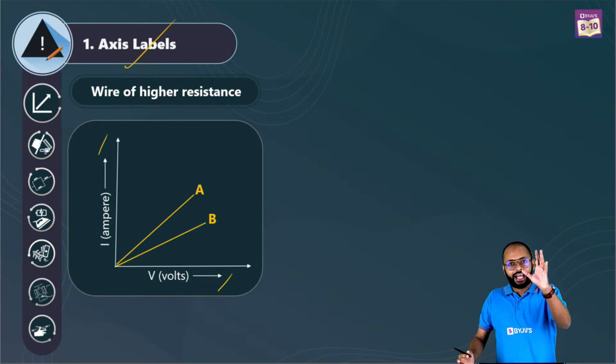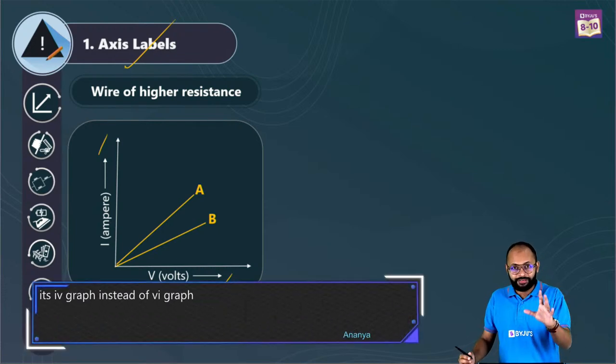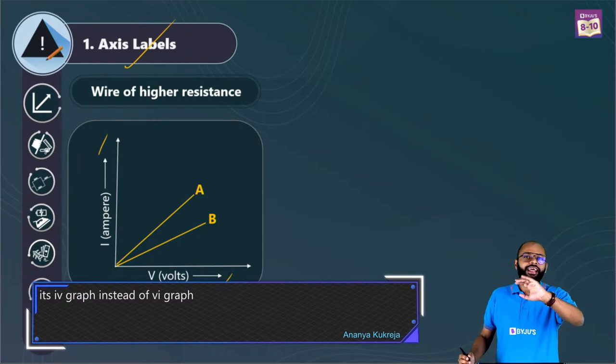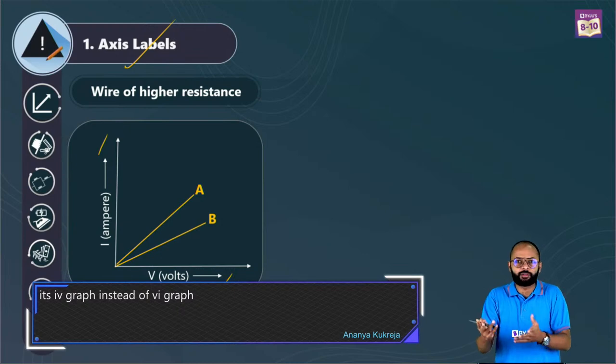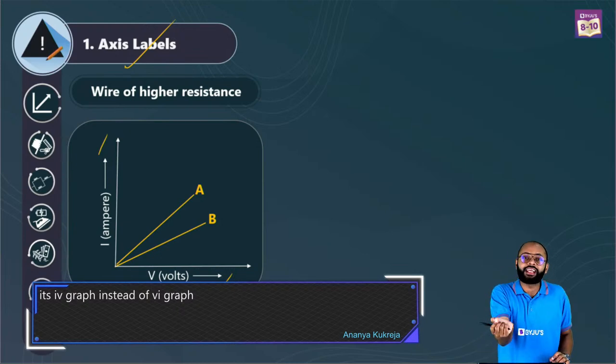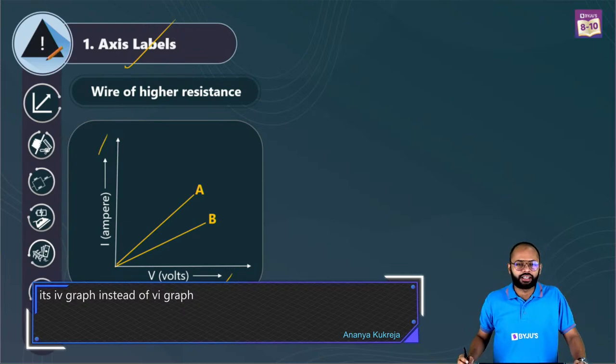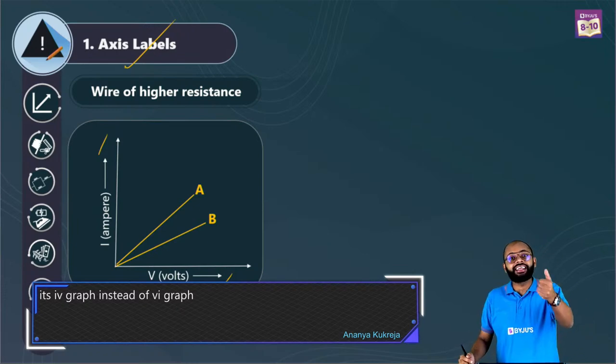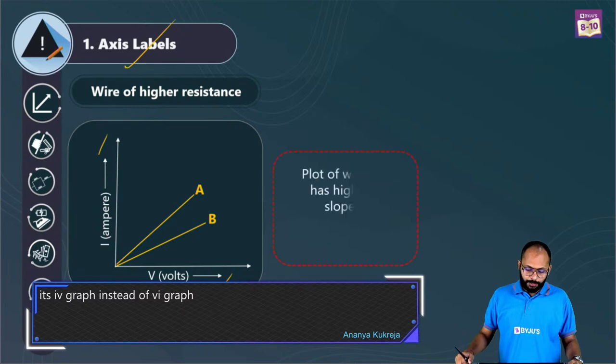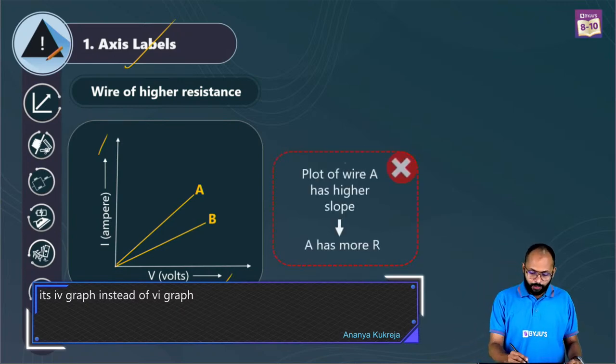This is the thing which I have told you before also. Be very careful in taking note of what is on the y-axis and what is on the x-axis. Every time you see an IV or VI graph, it's not like always the resistance will be same. Take note of V and I. Where are they? Yes, Charvi, you are correct. Because it is an IV graph, right? So, what was the problem? Plot of wire A has higher slope, so A has more resistance.